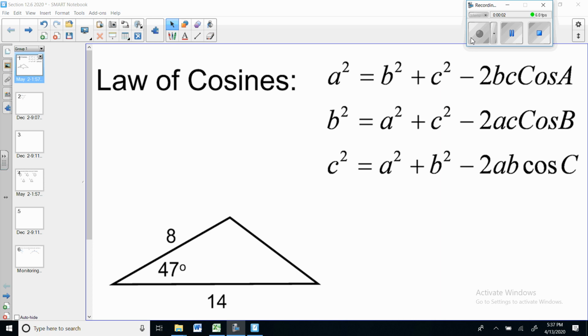Okay, after going through the law of sines in the last lesson, today we're going to take a look at the law of cosines. And the law of cosines is going to be needed in certain cases, but not all, to solve triangles.